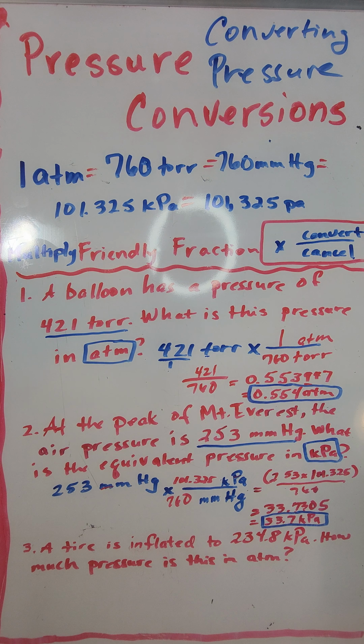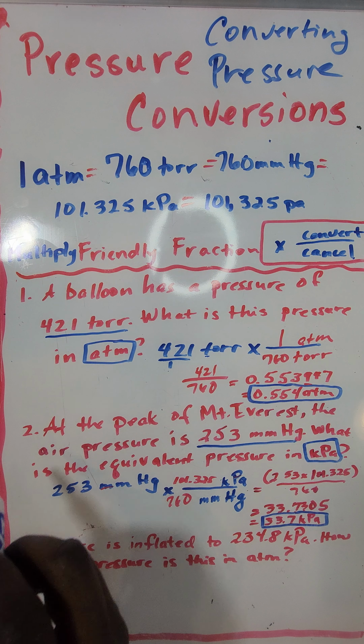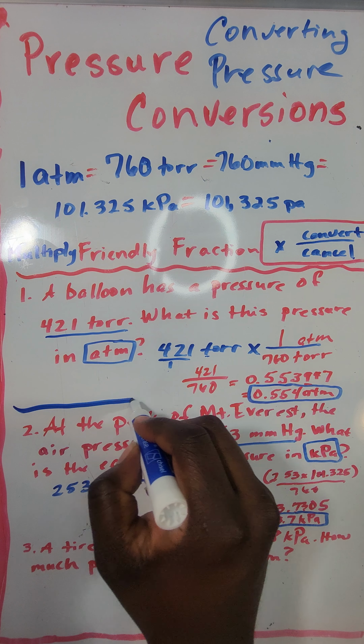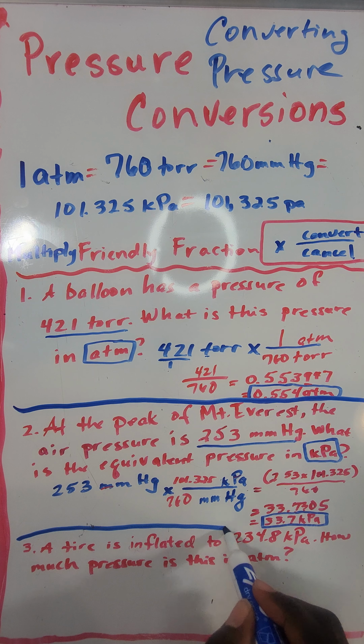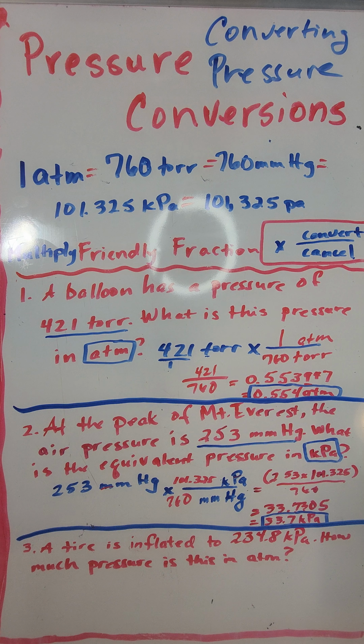All right, good. Same concept. Let me break these up a little bit. There you go. So problem 1, problem 2. Now problem 3 says a tire is inflated to 234.8 kPa. How much air pressure is this in ATM? So we're trying to convert that to ATM.